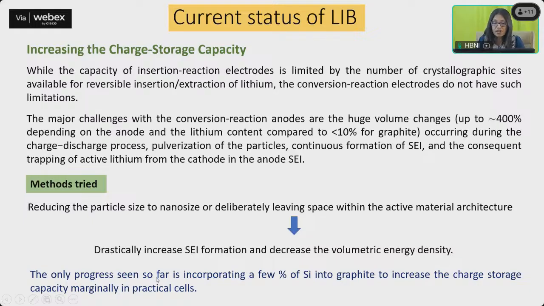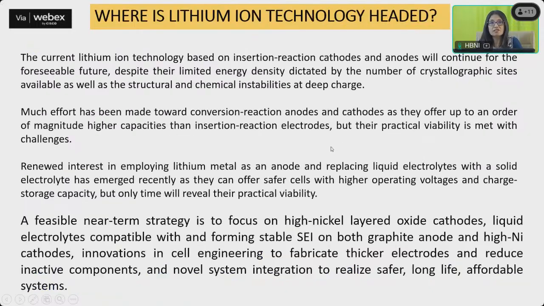The only progress which has been seen so far is incorporating a few percent of silicon into graphite to increase the charge storage capacity marginally in practical cells. When you look into the research work being done, so many different materials are coming in, but as of now very few are able to actually nudge the workhorse over here, which is basically graphite materials. So where is this technology headed now? We can say that these insertion reaction cathodes and anodes will continue.